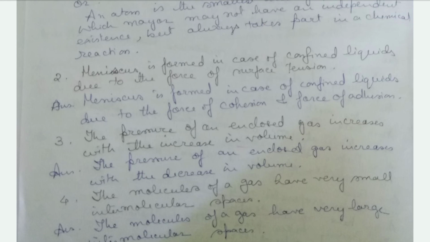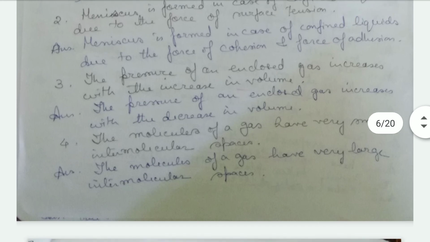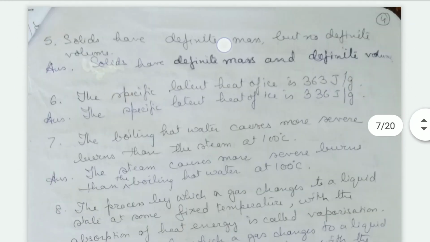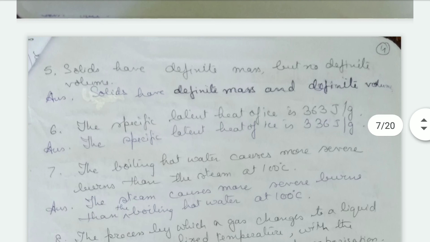The pressure of an enclosed gas increases with the increase in volume. Correct: The pressure of an enclosed gas increases with the decrease in volume. The molecules of a gas have very small intermolecular spaces. Correct: The molecules of gas have very large intermolecular spaces. Some solids have definite masses but no definite volume. Correct: Solids have definite mass and definite volume.